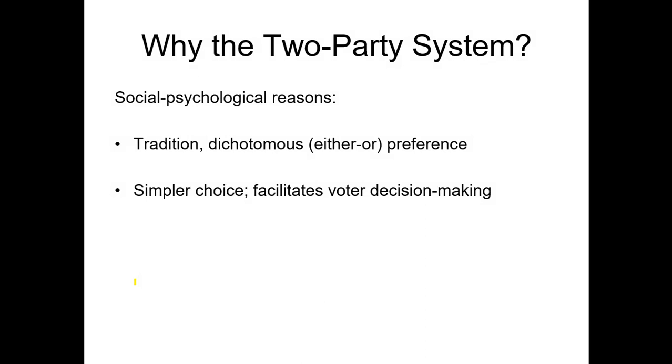Psychologically, we like the preference of just an either-or choice. It's been our tradition. If reform attempts were made to create multi-member districts or multi-party systems, Americans would probably be opposed to that in general, just because we're not used to that, because of tradition. So that's another thing holding us back: our preference for the way things are. And we also like things easier. It facilitates our decision making if we only have two choices. It makes things easier, and I can decide yes or no, either or, that sort of thing.